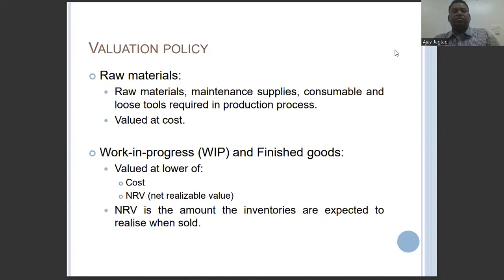Inventory policies. Inventories include raw materials, maintenance supplies, consumables, and loose tools, as well as work in process and finished goods. They are valued at the lower of cost and NRV, the net realizable value. NRV is the amount that inventories are expected to realize when sold.